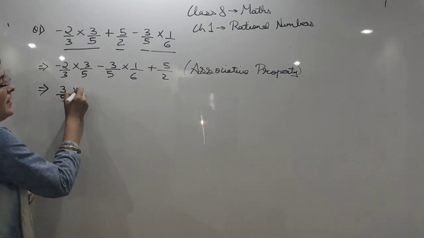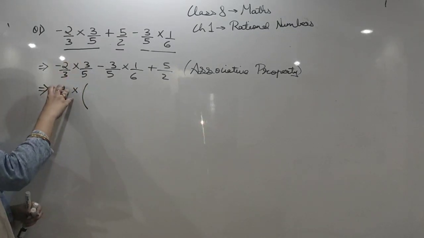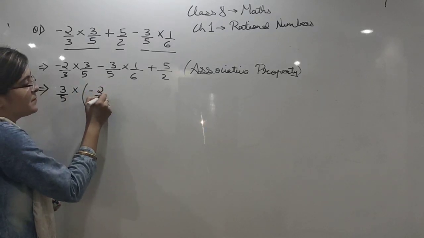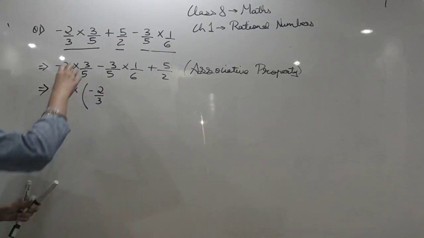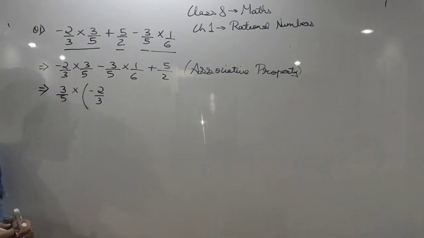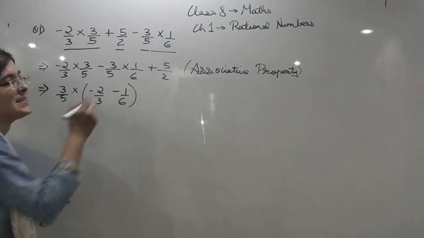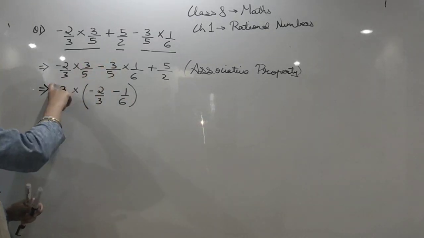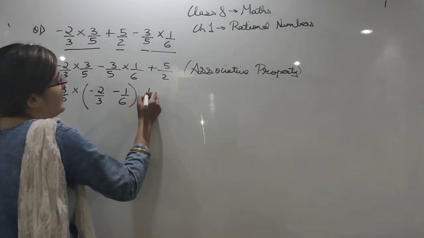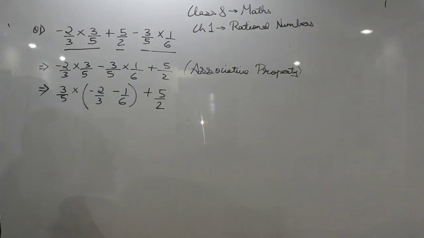Now, in both the terms, we will see if we take 3 by 5 out from here, what is left in the first term? Minus 2 by 3. If we took 3 by 5 common in the first term, what is left? Minus 2 by 3. What is left here? Minus 1 by 6. Why? Because we have taken only 3 by 5 out. Minus 1 by 6 will be there, and the third term will be written as it is.